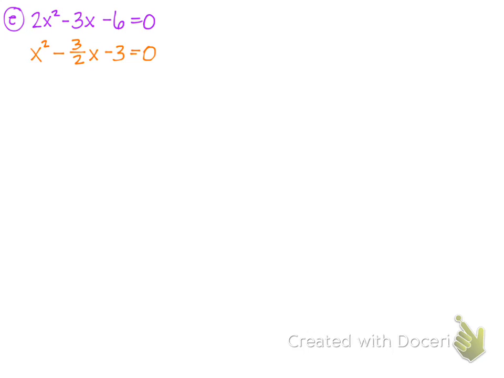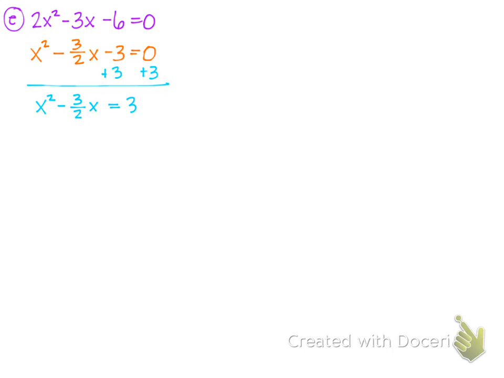Now at this point, we do the same exact steps. Step 1, we're going to move our constant to the other side. So we're going to add 3 to both sides. So we have x squared minus 3/2 x is equal to positive 3.